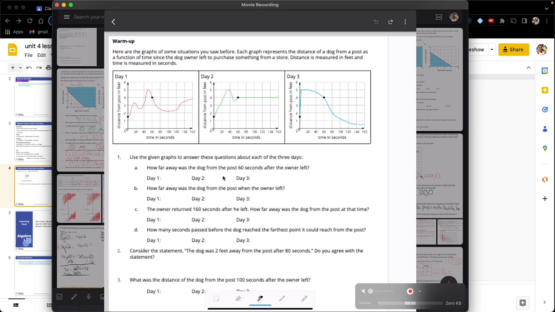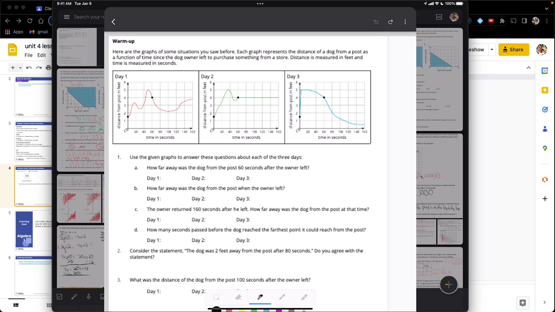Use the given graphs to answer these questions about each of the 3 days. How far away was the dog from the post 60 seconds after the owner left? So on day 1, we're going to look at this graph right here. We'll actually answer all of these for day 1 first. So for day 1, how far away was the dog from the post 60 seconds after the owner left? So 60 seconds after the owner left is right here. And if we look, it looks like the dog was 4 feet away from the post.